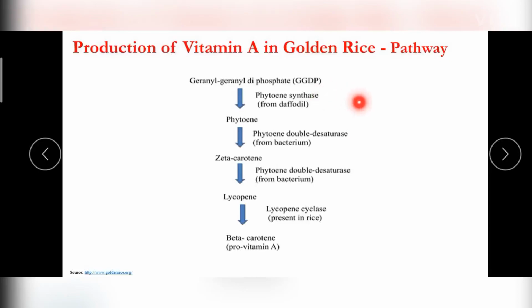When you are inserting these two foreign genes in the rice plant, they have the ability to convert this precursor molecule into beta carotene. Beta carotene helps in the production of vitamin A. In this manner, whenever you insert the foreign genes in the normal rice plant, vitamin A rich rice can be produced.